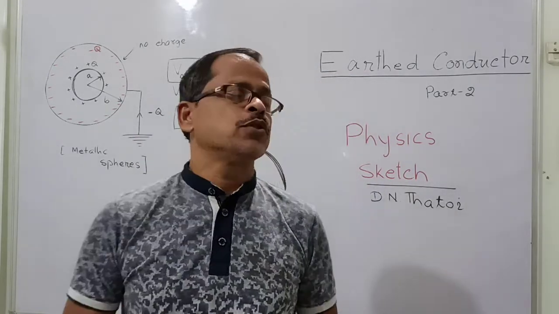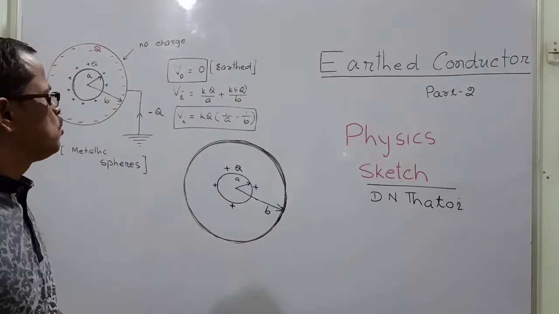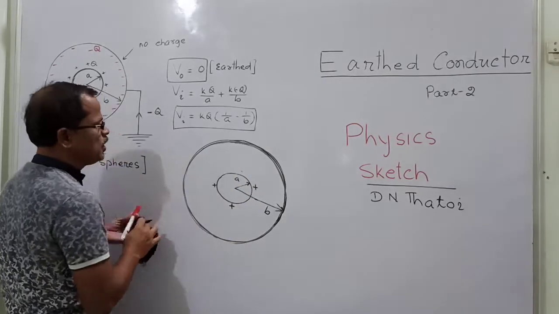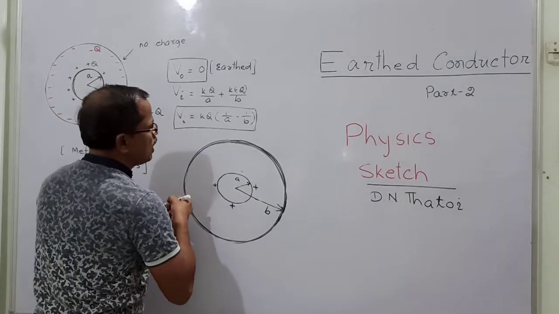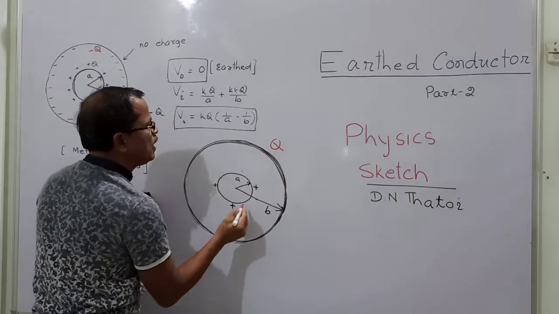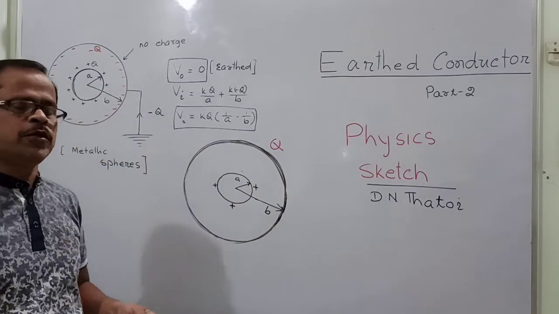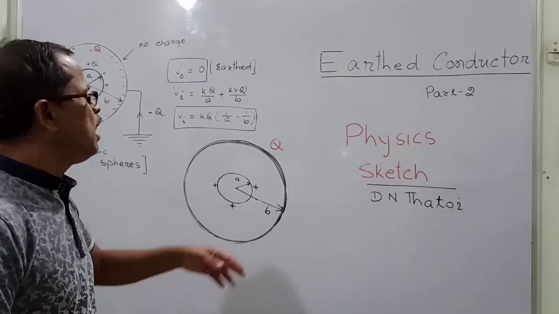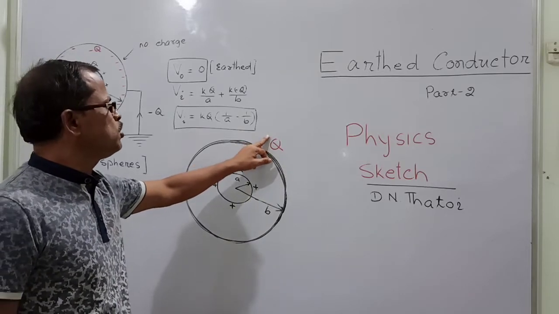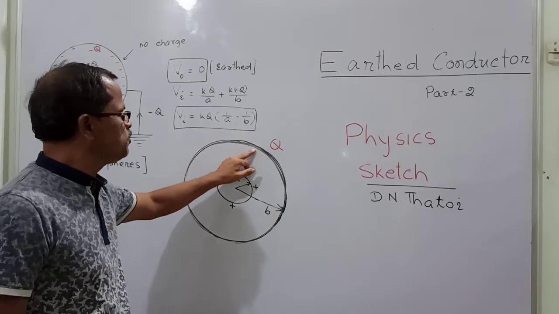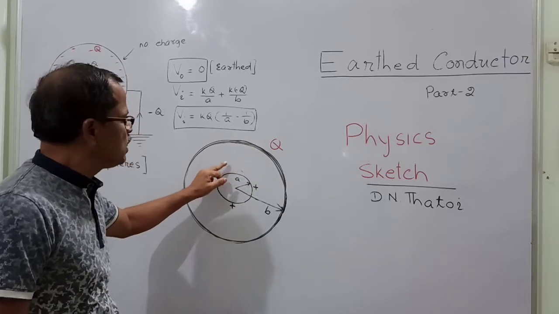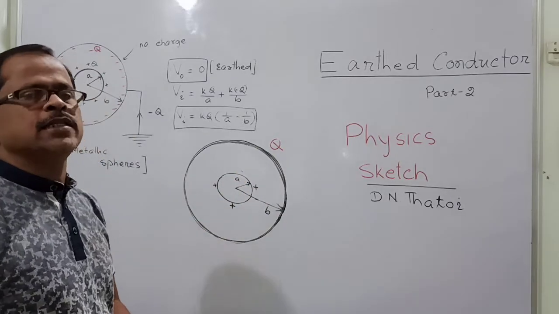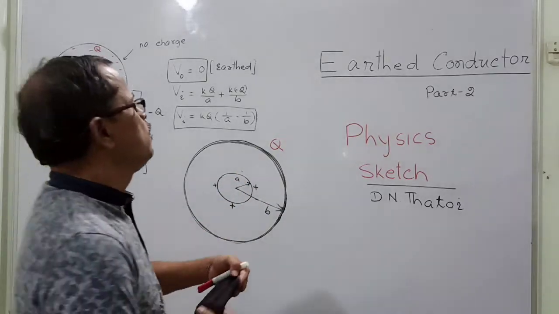Now in this video, we are going to reverse the case. Now charge q will be given to the outer sphere, and the inner sphere will be earthed. Before connecting the inner sphere to the earth, let us discuss how the charge will be distributed on the inner surface and outer surface, and how much charge will be induced in the inner sphere. Then we will connect to the earth and discuss one by one. Okay, so let us discuss now.